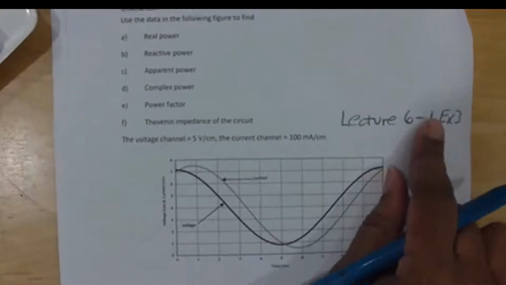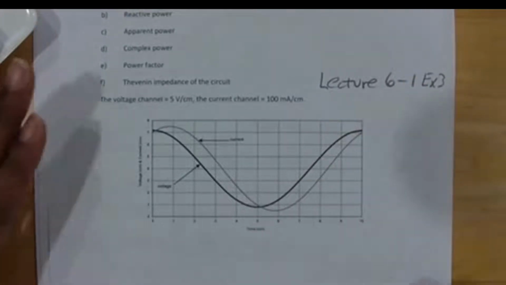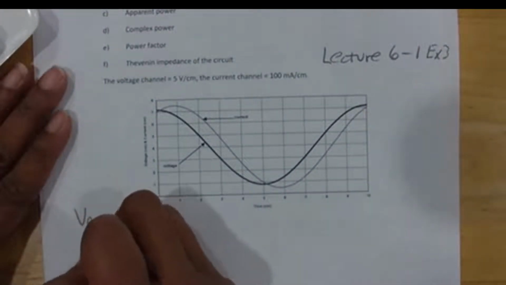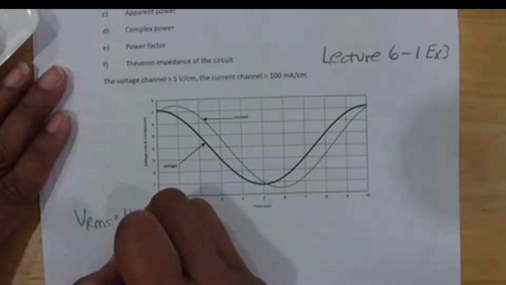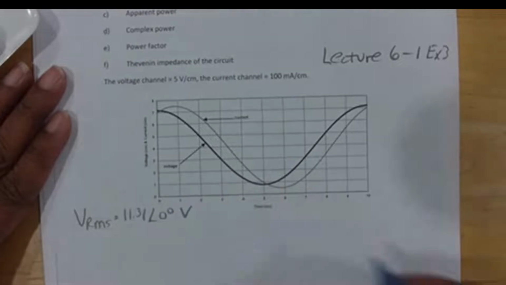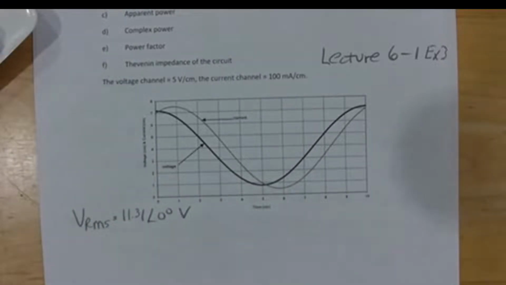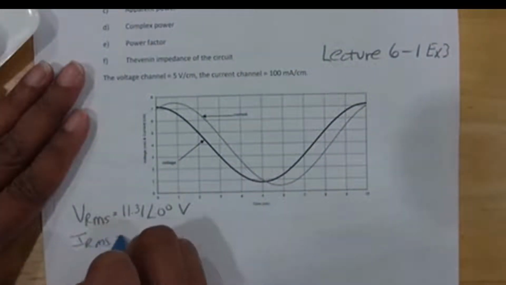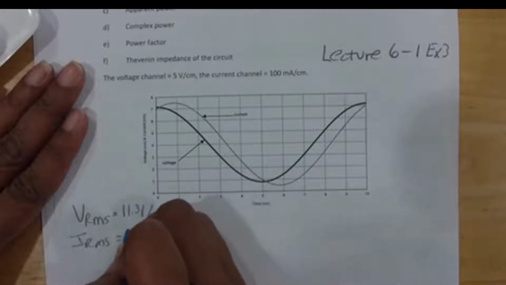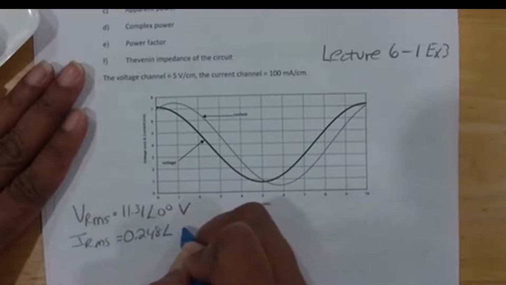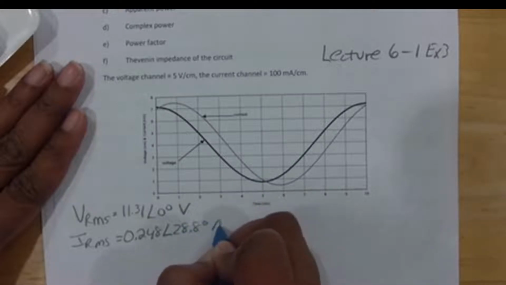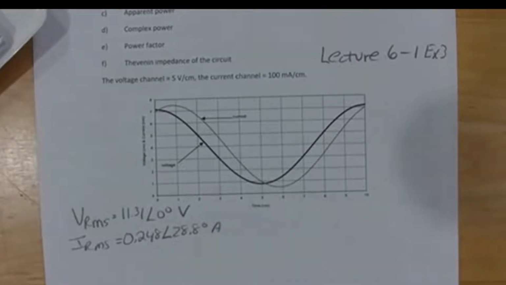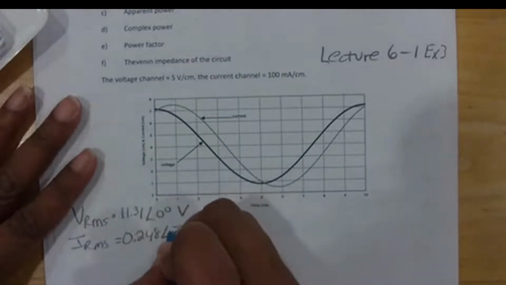We already know the following information because we did this problem before. We know that VRMS is 11.31 with an angle of 0 degrees, and we know that IRMS is 0.248 with an angle of 28.8 degrees. And actually the current lags the voltage, so that's going to be negative.